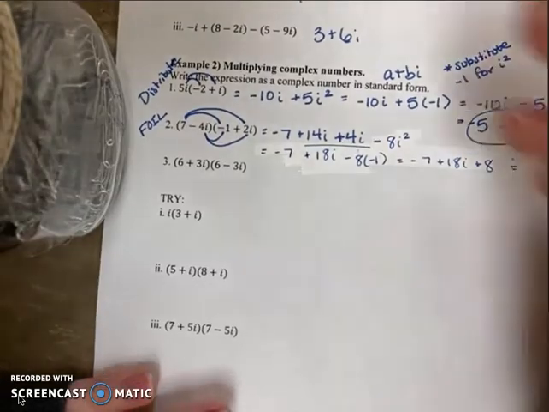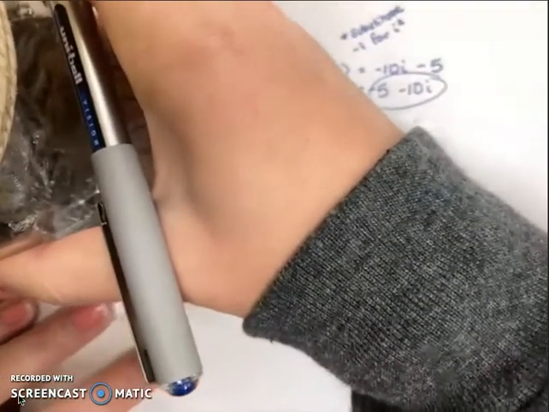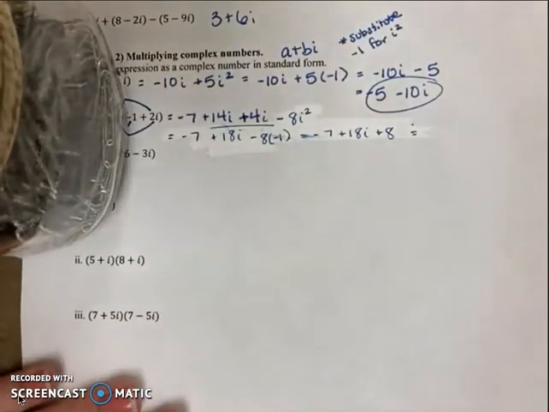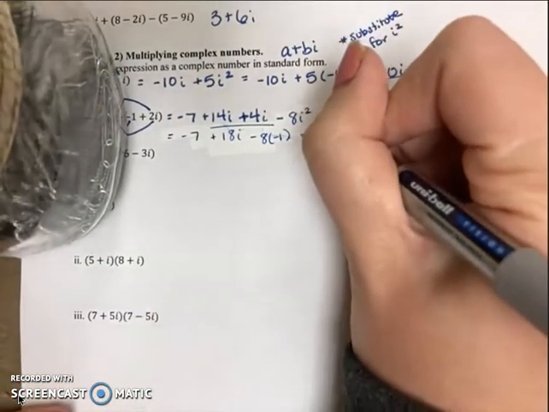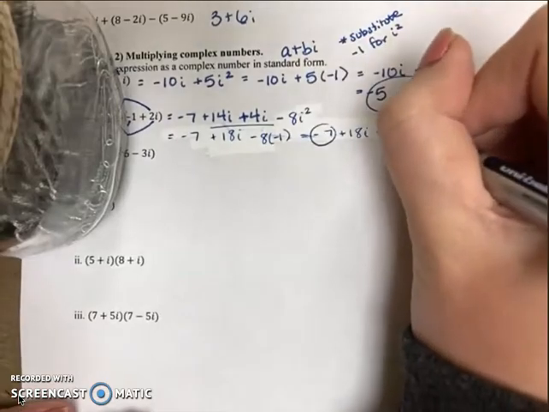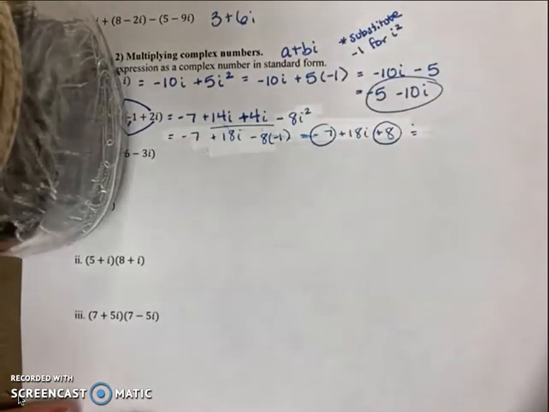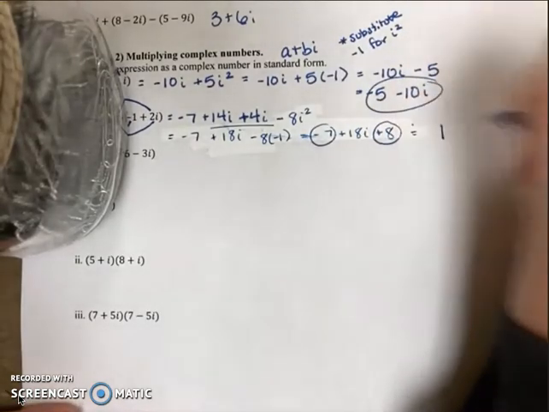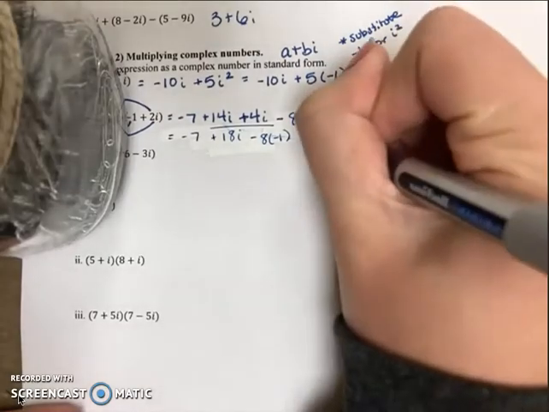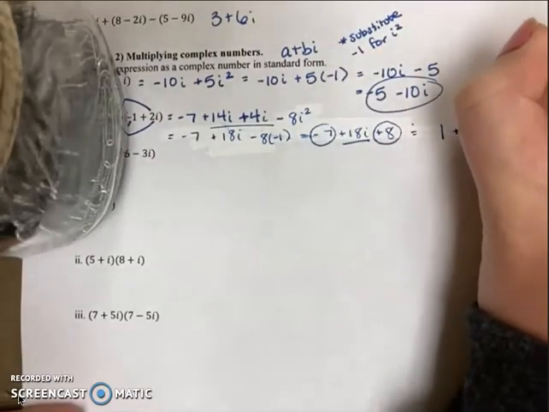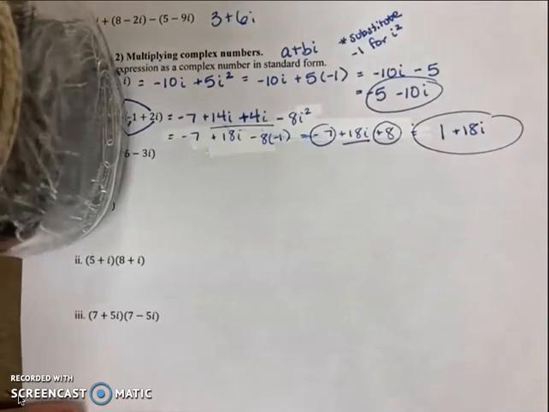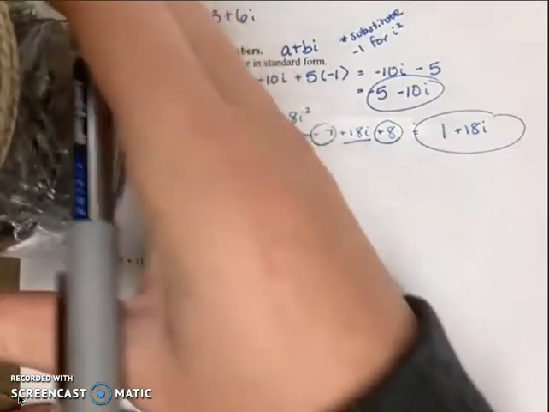My answer needs to be written in standard form, so I'm going to scooch this over a little bit. Remember, standard form, the real number is first and the imaginary number comes second. So I'm going to combine my negative 7 and my positive 8, leaving me with a positive 1. And then I'm going to use my imaginary number, so I had a positive 18i, meaning the final answer is 1 plus 18i.